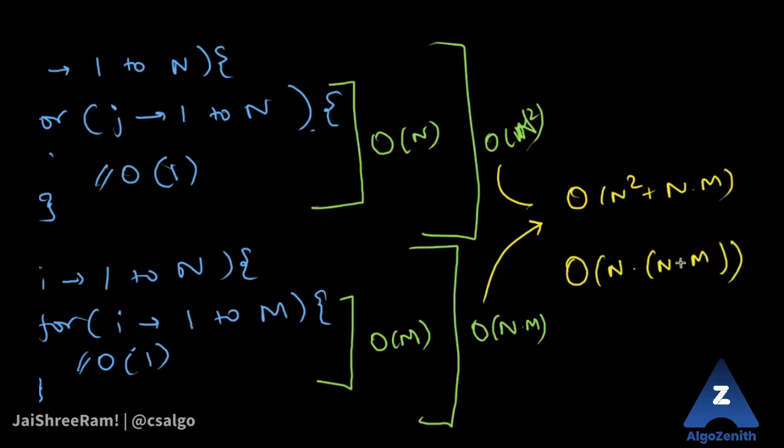So if there are multiple variables as input, you will have multiple variables in the time complexity as well.